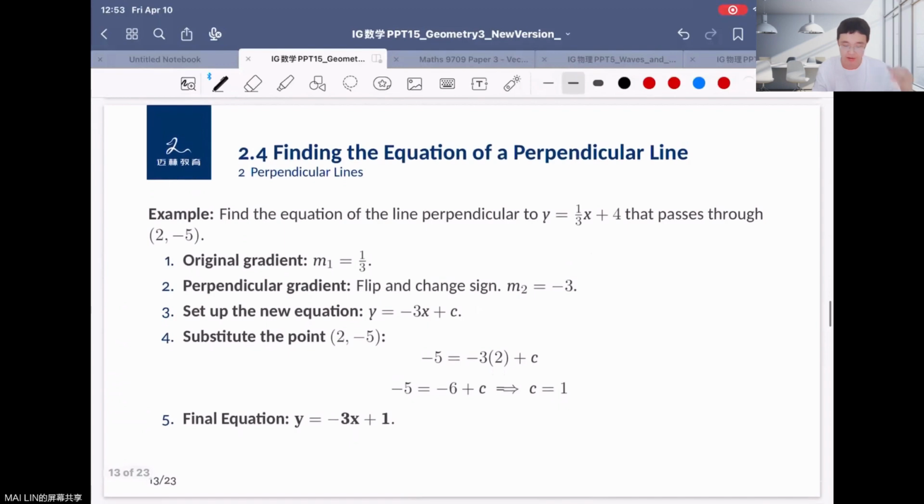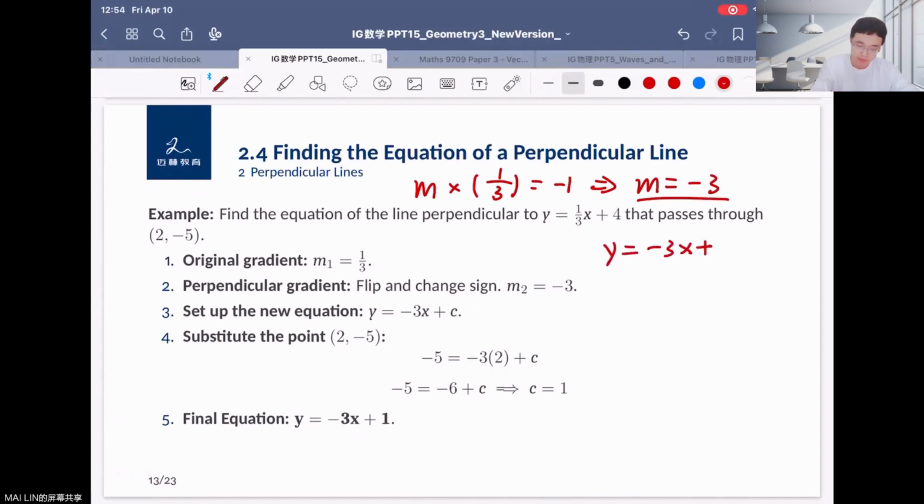Now for example, we have a problem. It says, find the equation of the line perpendicular to y equals 1 over 3x plus 4. Because the two lines are perpendicular to each other, their gradient product equals -1. So the gradient times 1 over 3 equals -1, and we can calculate that the gradient equals -3. Because the gradient is -3, we can write the new form as y equals -3x plus c.